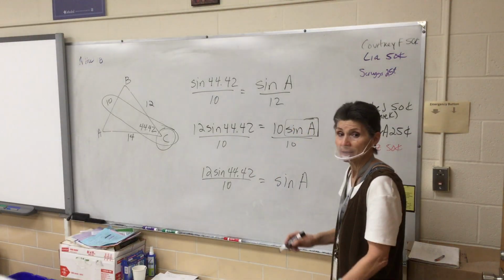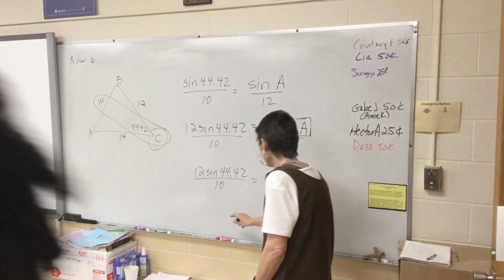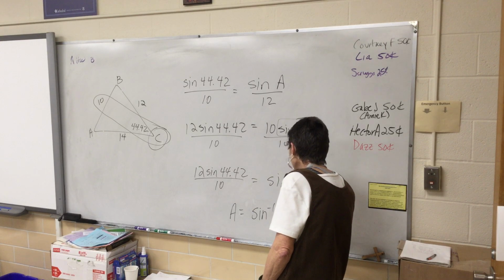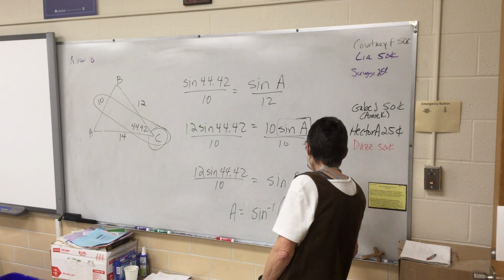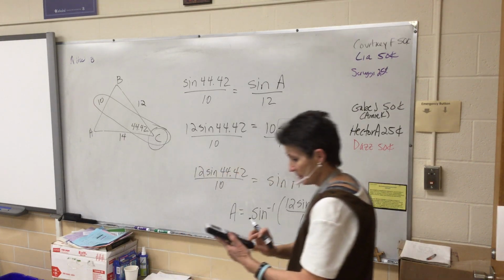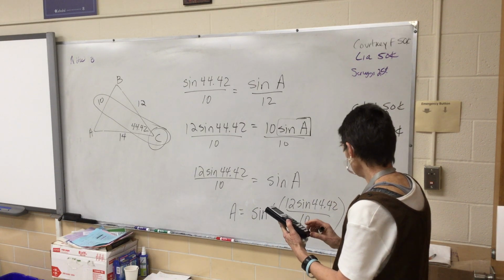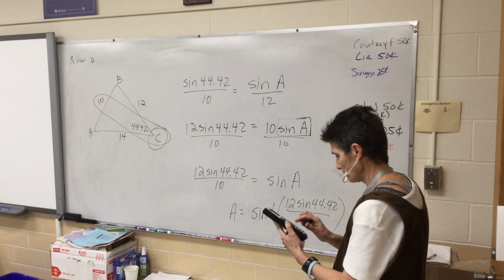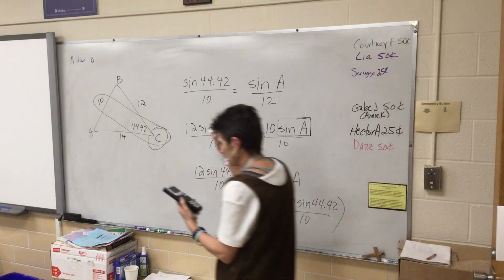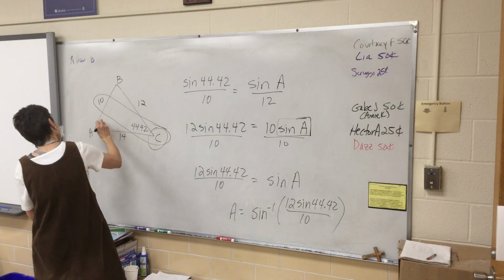Now be careful, that's sine A. So in order to find angle A, we're going to have to use inverse sine. Anytime your variable is an angle, you have to use the inverse. So inverse sine of 12 sine 44.42, close parentheses, divided by 10 equals 57.13. That was A.